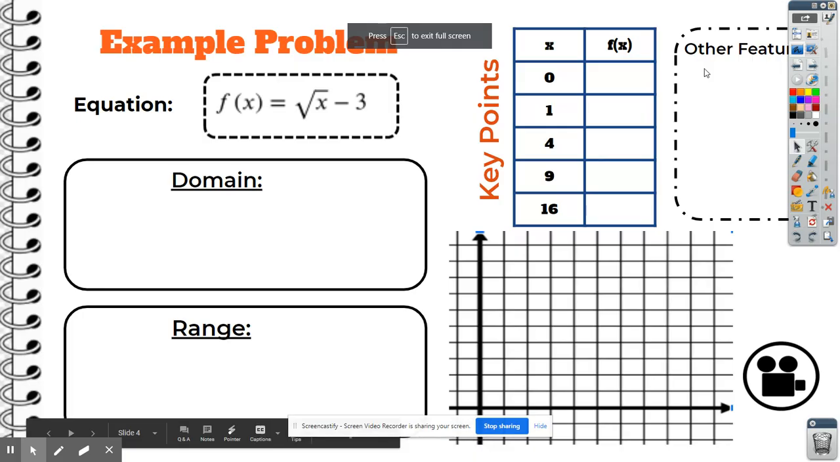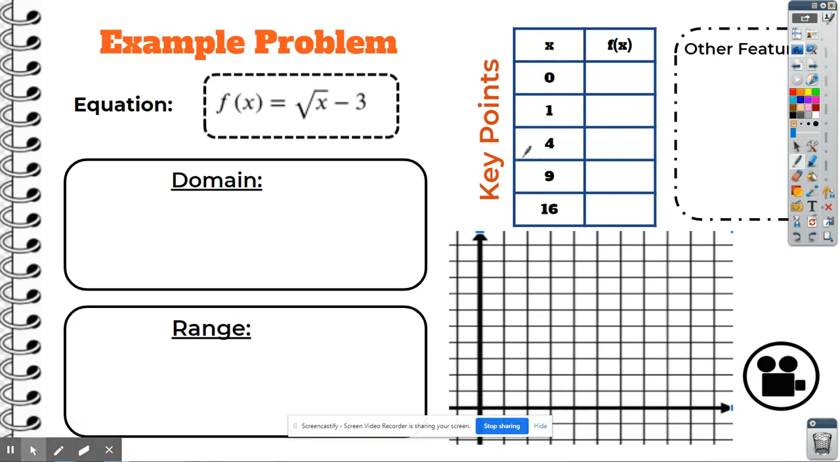So for our example problem for your assignment, what I've given you guys is the square root function, f of x equals the square root of x minus 3. We're going to go over and review that before you get started on your assignment. The first thing I have is my equation and my x values, knowing that they're restricted as far as their domain is concerned, and we're just going to set this up and substitute these values in for the x.